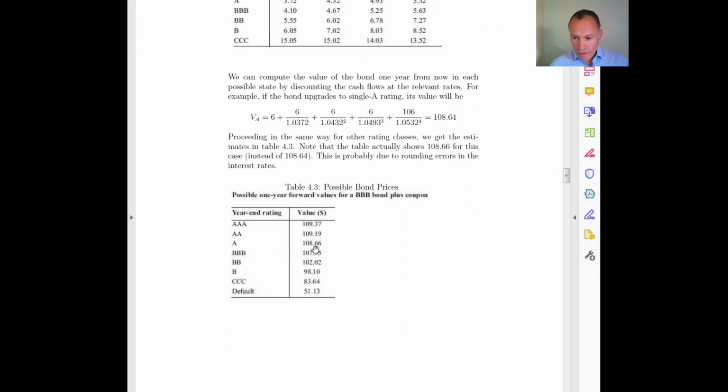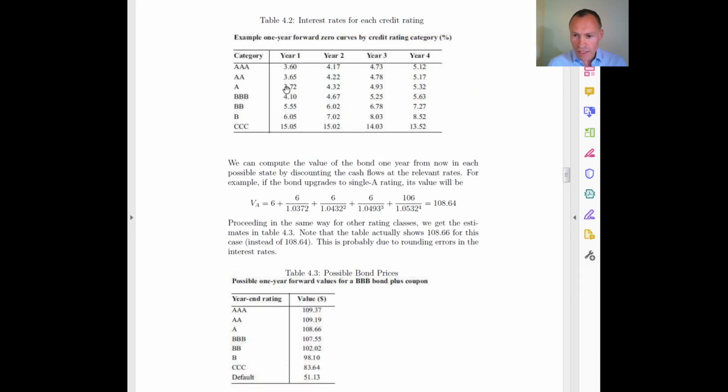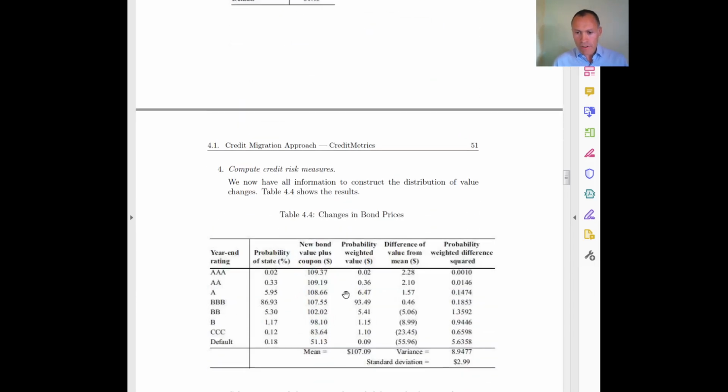So that is the value that we have here. This is not exactly the same thing because these tables again come directly from the JP Morgan document, and there's probably some small rounding. So I have 64, they have 66, but in any case it's this case here. And I can do similar calculations and get all these other values. The only thing that changes from, say, this row to this row is that instead of using the A rates, I would use the BBB rates and get 107.55 and so on, get all the other values. Okay.